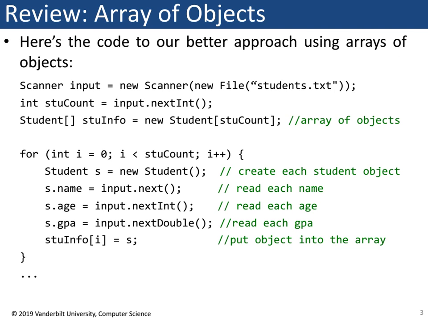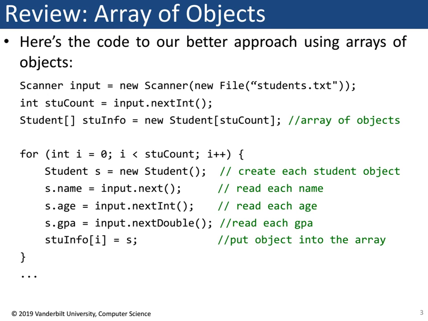So here's where we left our code for reading students' information in from a file into an array of type student. As a refresher, we have a scanner that's reading from a file object. We get the next integer, which is the first integer in the file, which is the number of total student records in the file. We create an array that is long enough to have one element per student in the file. This array is called stuinfo, and it's of type student array.